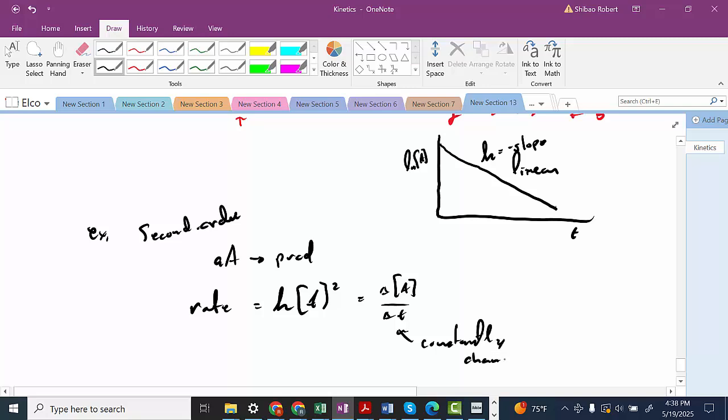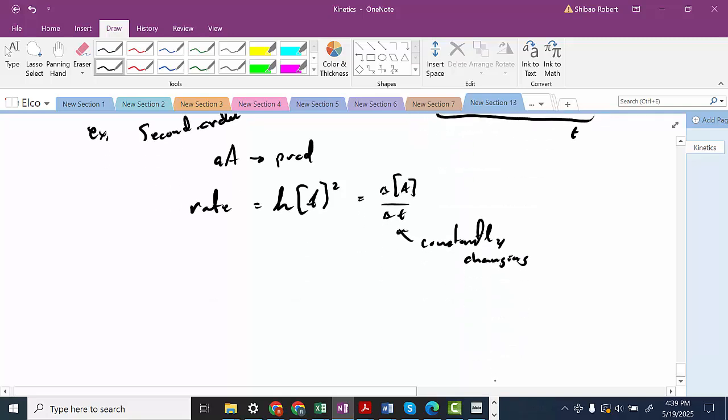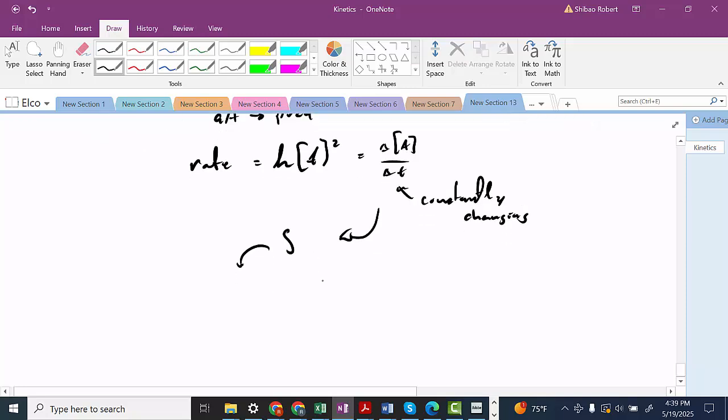So we can't just use simple algebra to figure out what delta A is and delta T, because delta A changes depending on the time interval. It gets bigger or smaller, and the same thing with delta T. Since it's constantly changing, we have to use calculus to figure this out. And so again, we'll do this integration, and that's going to lead to the integrated rate laws for this.